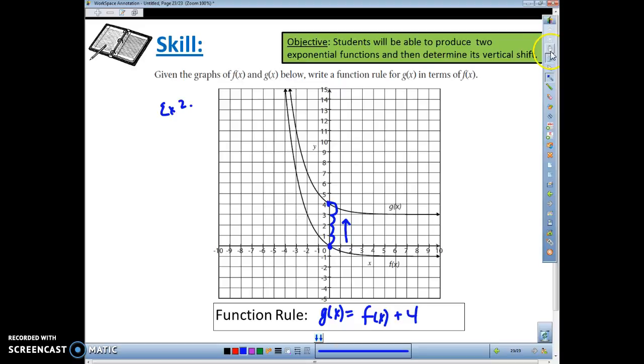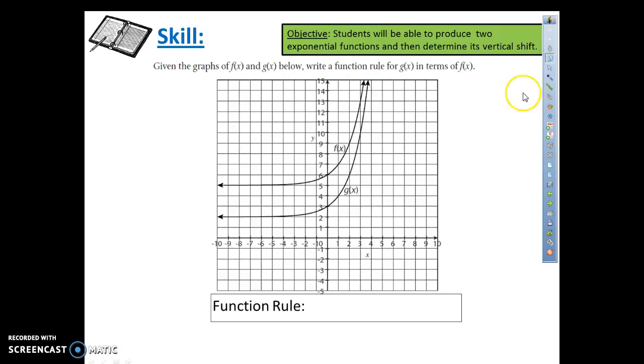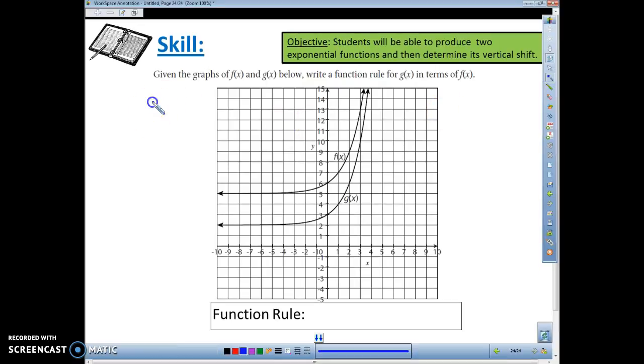Okay, that's example 2. On the next one, I'd like you to try it on your own. Pause the video and see how you did compared to me. So at this time, go ahead and pause this. Do number 3.